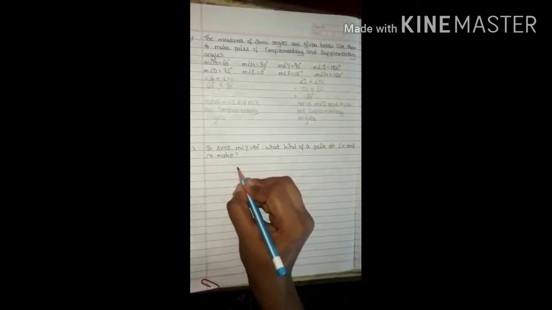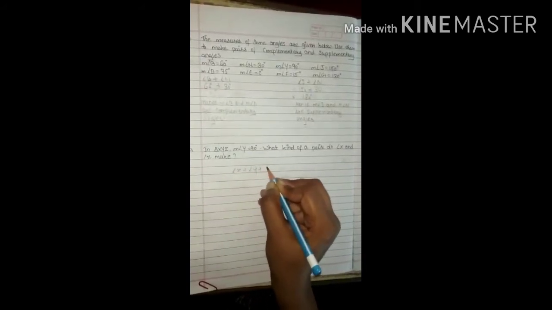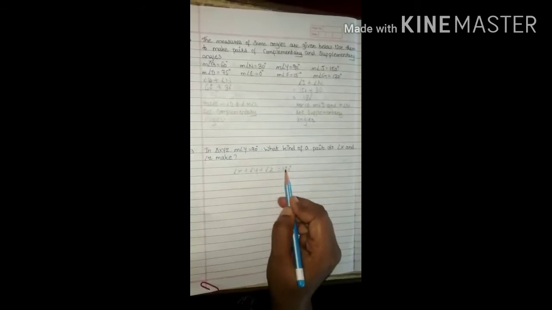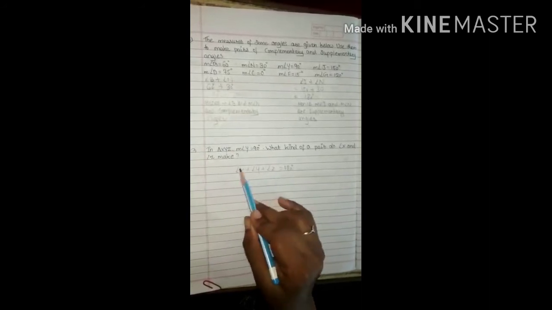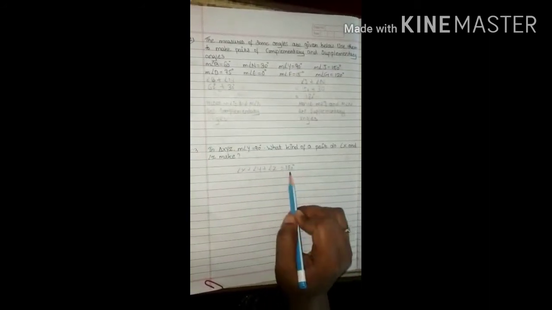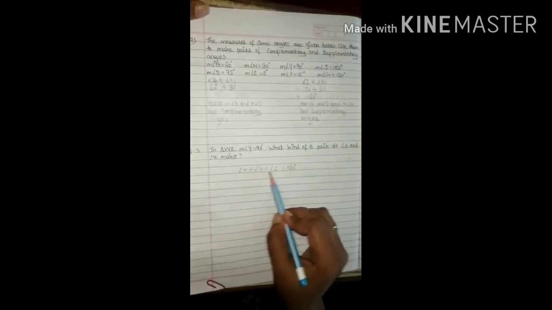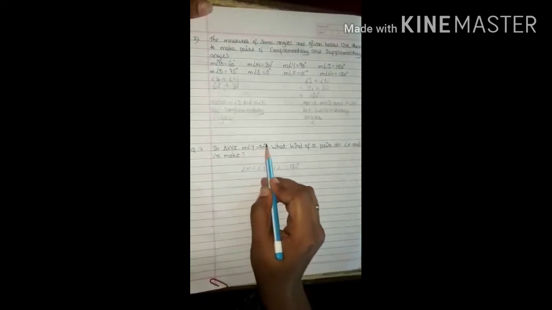So we will write angle X plus angle Y plus angle Z equals 180 degrees. Why is this 180 degrees? Because the sum of the measures of all three angles in a triangle is 180 degrees.